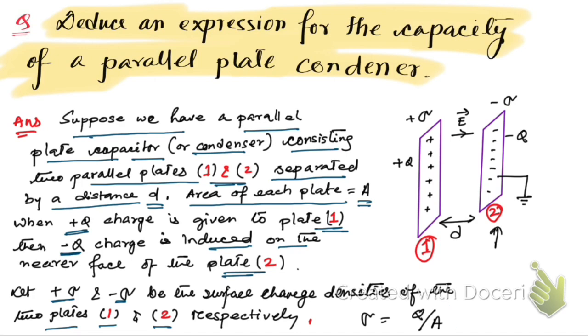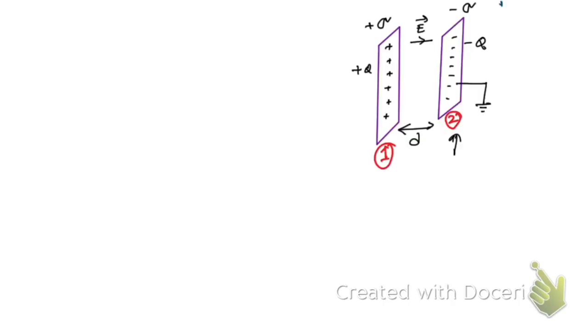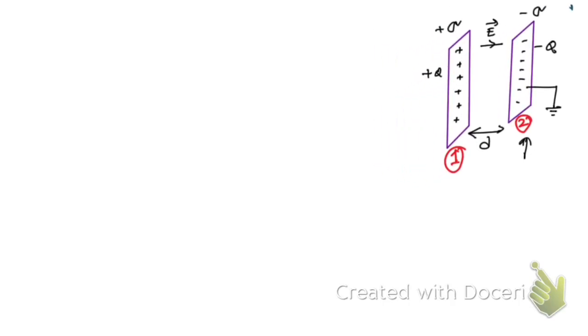Now let me copy this diagram and go to a new slide. Just pause the video and note it down. Here is the diagram; let me draw it again here. This is the diagram we have drawn. Now we have taken sigma equals Q by A. Now you see, what will be the electric field between these two plates?